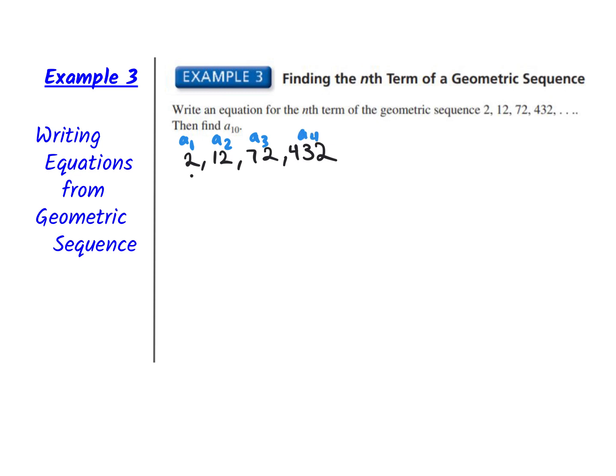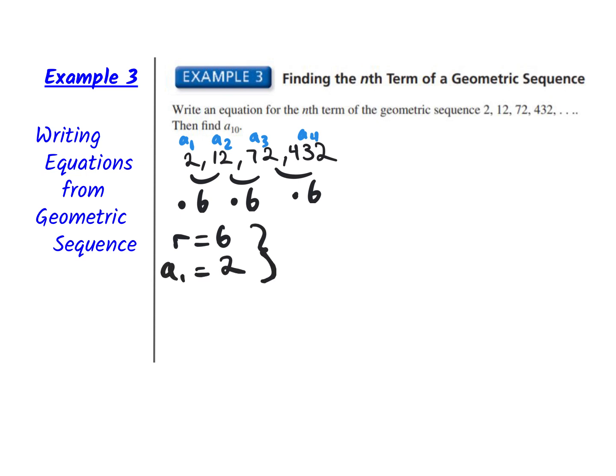So we have the first, second, third, and fourth term. To see how it changes from 2 to 12, we can take the bigger number 12 and divide by 2, or 72 and divide by 12. Either way, we figured out we're multiplying by 6. Each step we multiply by 6. Therefore, to find the 10th step, we just need to multiply by 6 consistently.